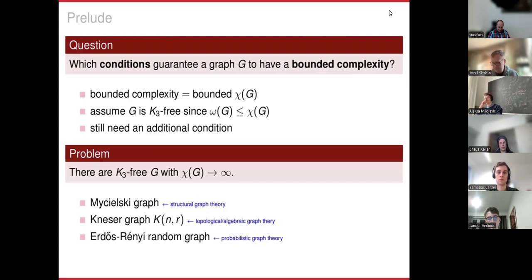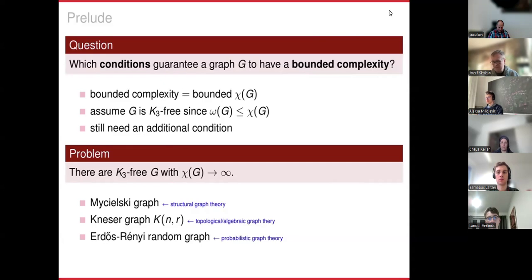And finally, there is another family coming from probabilistic graph theory. We take our favorite Erdős–Rényi random graph G(n,p). We choose p properly, and then we manipulate our G(n,p). After all of this, we can get graphs with arbitrarily large girth and large chromatic numbers. So in particular, they will be triangle-free.